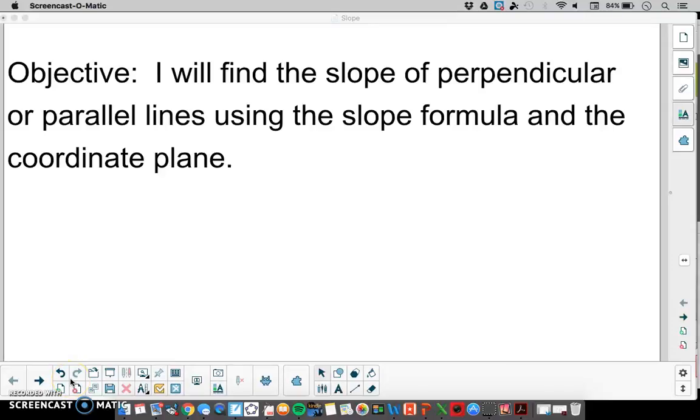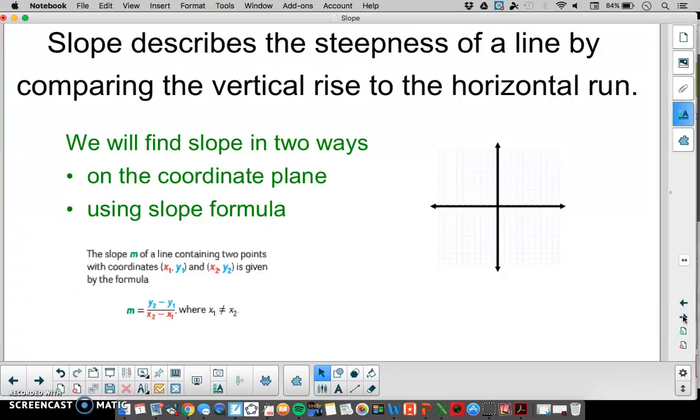In this video, we're going to find the slope of perpendicular or parallel lines using the slope formula and the coordinate plane. You remember doing slope in Algebra 1. Slope describes the steepness of a line by comparing the vertical rise to the horizontal run. And we're going to find the slope in two ways, on the coordinate plane, which means on the graph, and by the slope formula. And here's your slope formula.